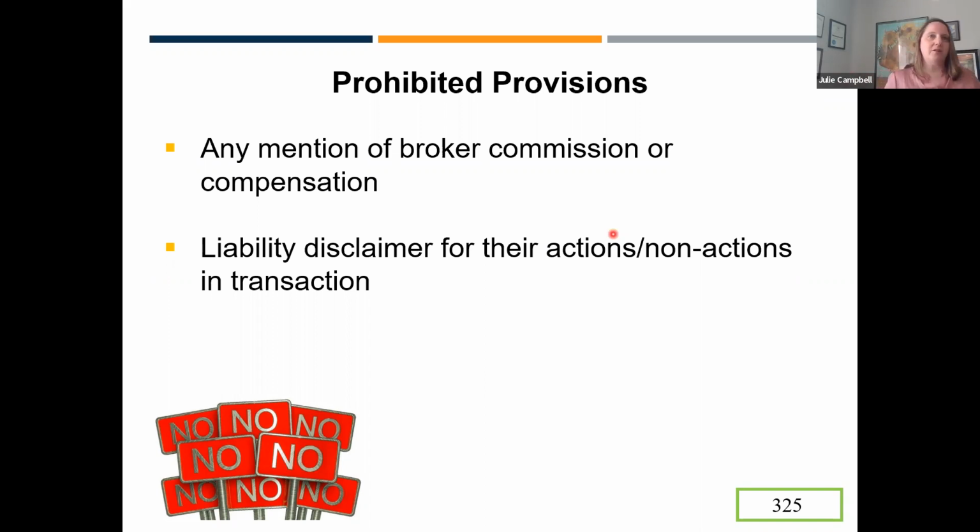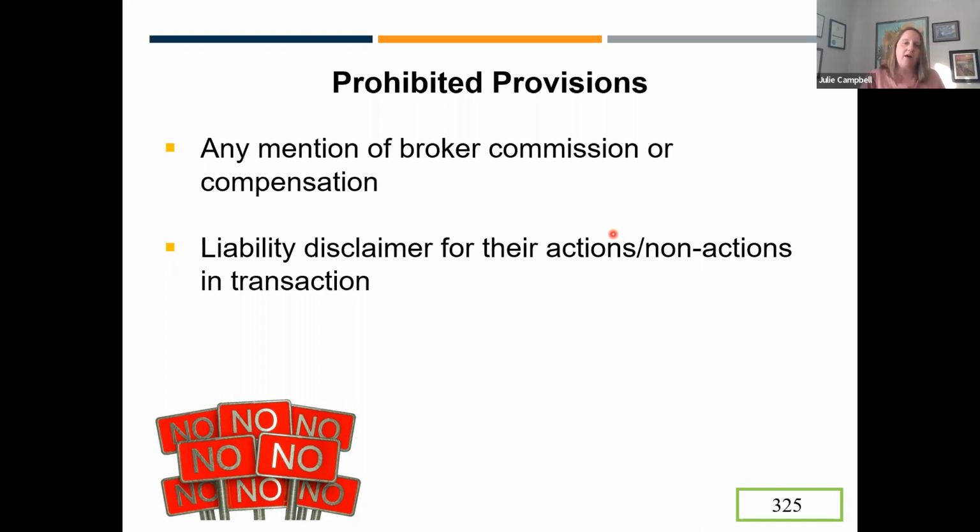Where do we discuss our commission? Where do we get buyers and sellers to agree to how much they're going to pay us and when? The listing agreement. Yeah, our agency agreements, right? We discuss commission in both the listing agreement and the buyer's agency agreement. That's where we discuss commission, not in the contract.